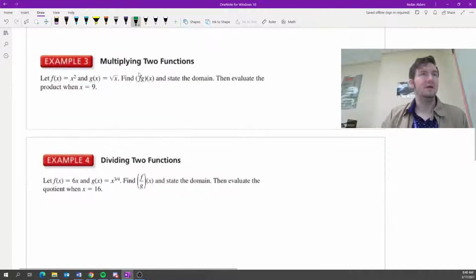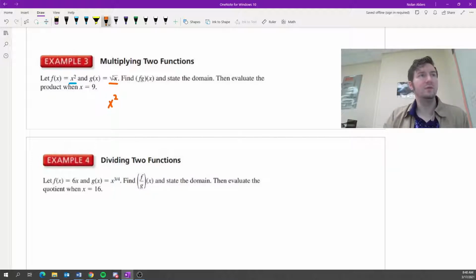All right, multiplying two functions. So let's say we're taking x squared, f of x, and we're multiplying by square root of x. What would that function be? Well, what we want to do here is write it in exponent form. So we're going to write this as x squared.